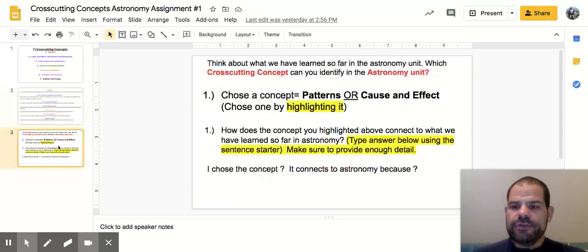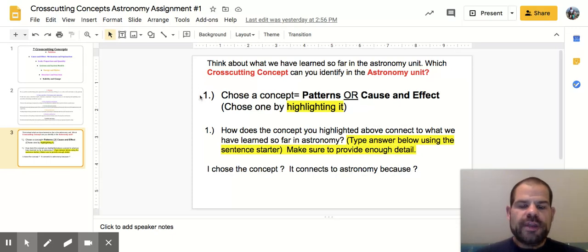Now, what you're going to do, this last slide, and by the way, this is all going to be assigned to you on Google Classroom, these three slides. You'll see it as the cross-cutting concepts astronomy assignment number 1. So here's your job. You're going to think about what we've learned so far in the astronomy unit. And we've learned a bunch. We've been talking about what the Earth does, why we can live on this planet, the seasons, and the way the Earth moves.